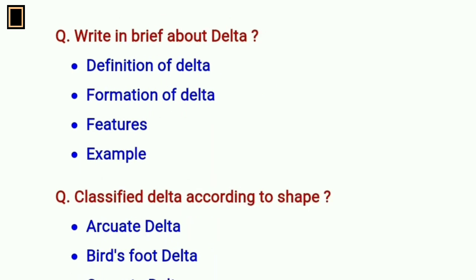The next 3 marks question is write in brief about delta. In that case, the definition of delta should be given at first, and then explain the formation of delta or the processes by which deltas are formed. There are some features or characteristics of delta as well, and you need to give some example of delta at last, like Ganga Brahmaputra delta, delta of Nile, delta of river Rhine of Germany, etc.